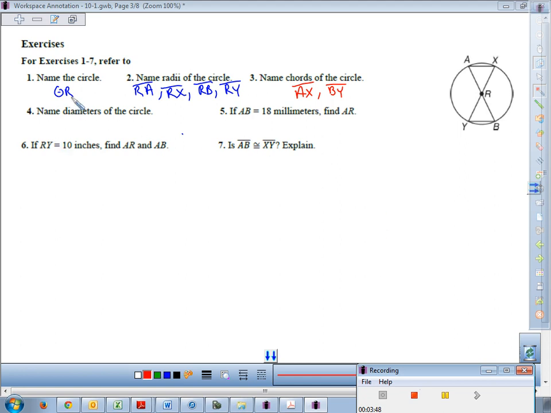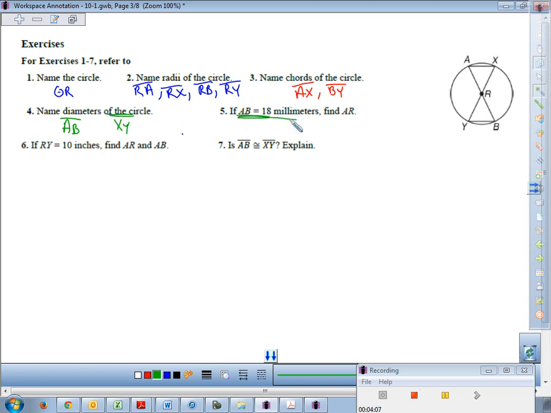And the name of the circle is circle R. There's 4 different radii. They're all starting with an R. Segment RA, segment RX, segment RB, and segment RY. And the 2 chords are segment AX and segment BY right here. Name the diameters of the circle. Well, that's segment AB is one of them, right? You can only use 2 letters. Don't call it like segment ARB or anything like that. And yes, you can call it segment BA. It doesn't really matter. And segment XY are the diameters of the circle.